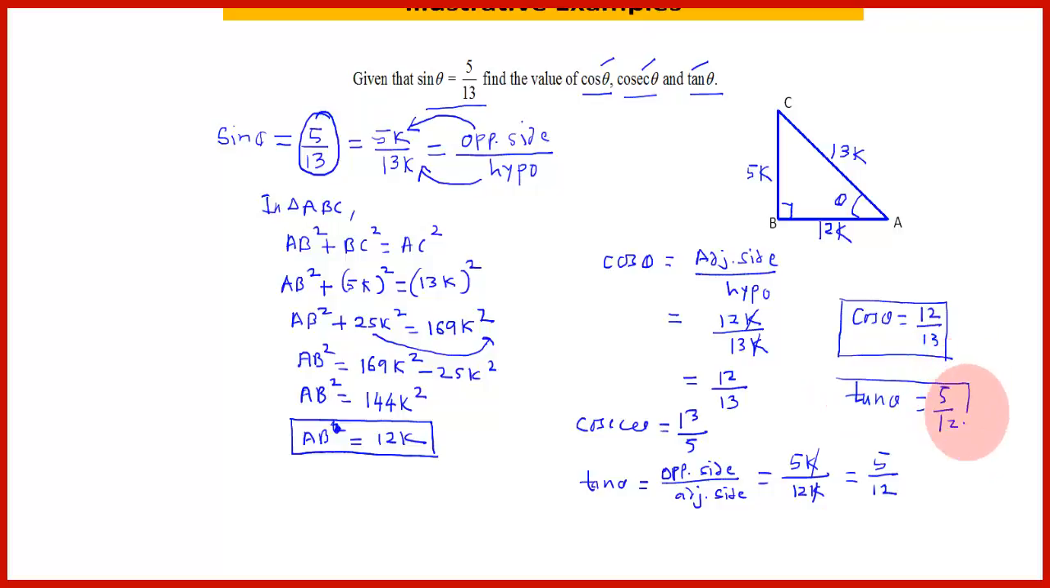Highlight this also. Highlight the value of cosec theta also. When you highlight, you compel the examiner to see what you expect the examiner should see in your answer sheet. So here AB is equal to 12k, first step. Cos theta is equal to 12 by 13, second step. Cosec theta is equal to 13 by 5, third step. And tan theta is equal to 5 by 12, that is the fourth step.